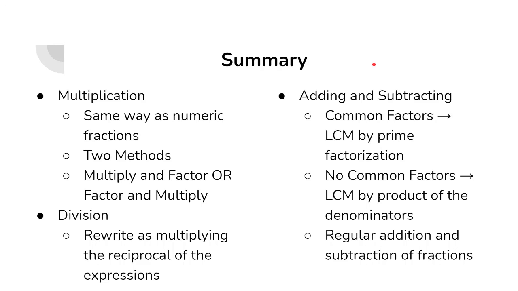For adding and subtracting, to add and subtract rational expressions that share common factors, you're going to do prime factorization of each denominator, and then you find the least common multiple. And if you have no common factors, the least common multiple is simply the product of the two denominators or three denominators. And it's essentially the same thing. Once you make every fraction have the same denominator, you're just adding and subtracting like you would regular fractions. So that's pretty much it. That's all there is to performing operations with rational expressions.